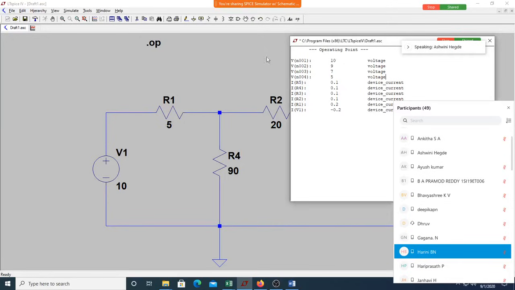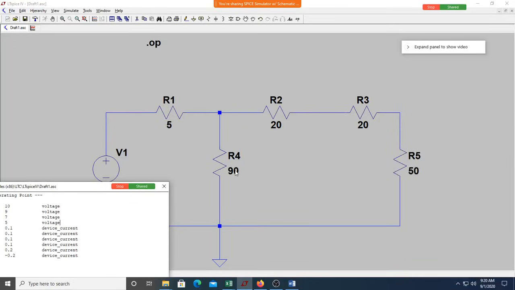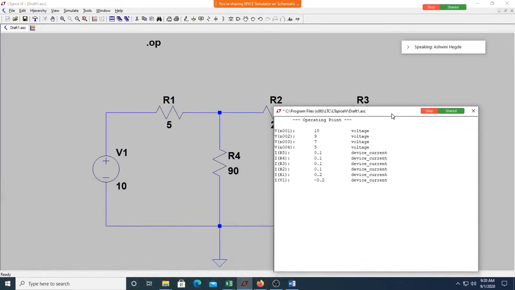Yeah, fine. Now you can see we have a voltage source of magnitude 10 and we have resistors 20, 20, and then we have one more 50 ohm resistor. This is 90. So what will be the overall resistance from here to here? Is this series combination 90? Yes, sir. That in parallel with 90 will become how much? It will be 45, no? 45. Okay, 45 plus 5? 50.